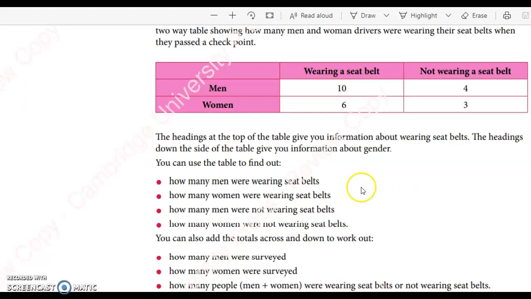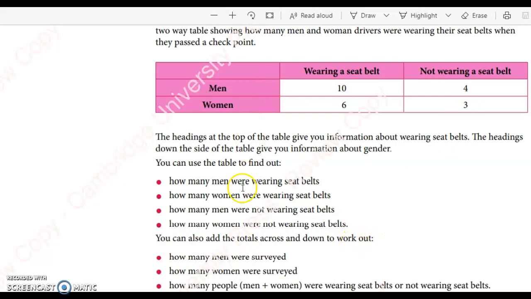From the table, you can find how many men were wearing seat belts. Men wearing seat belts, there are 10 men. How many women were wearing seat belts? Women wearing seat belts, 6. And how many men were not wearing seat belts? Not wearing seat belts, 4. Then women not wearing seat belts? 3. So you can also add the totals across and down to work out.